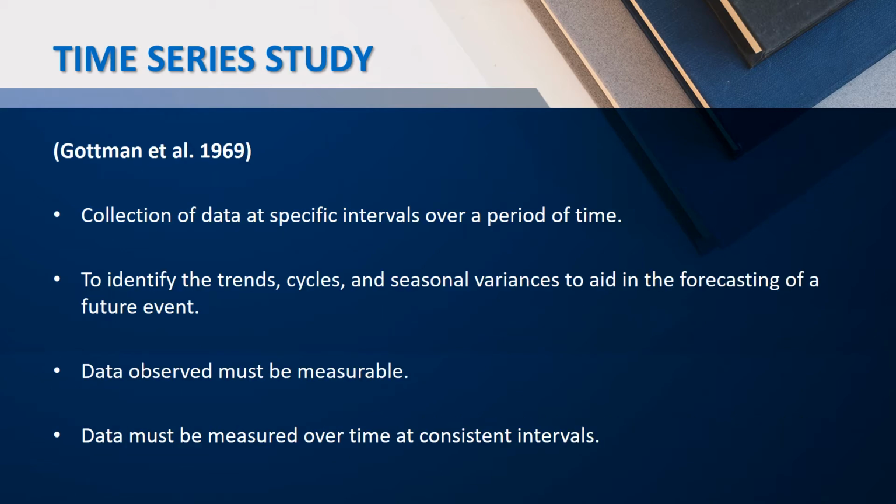According to Gottman et al. 1969, time series study is a collection of data at specific intervals over a period of time. It is to identify the trends, cycle, and seasonal variance to aid in the forecasting of a future event. The data observed must be measurable. The data must be measured over time at consistent intervals.